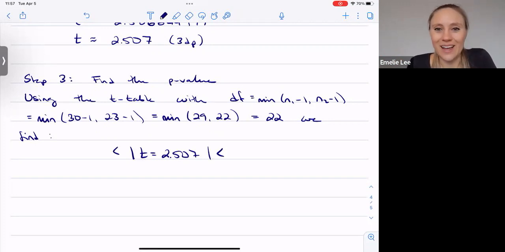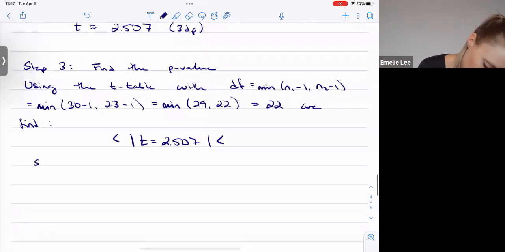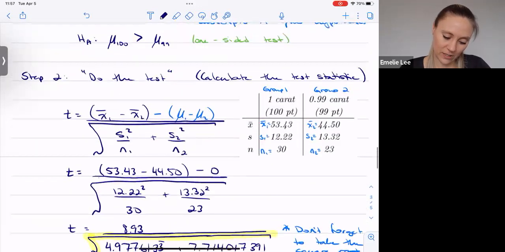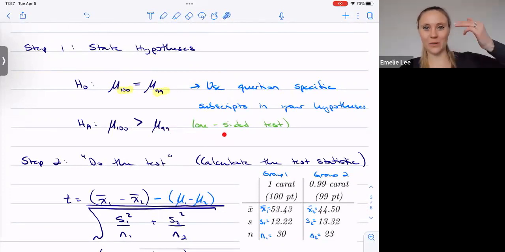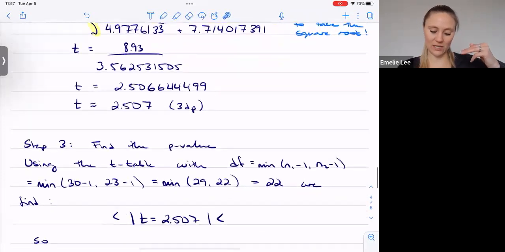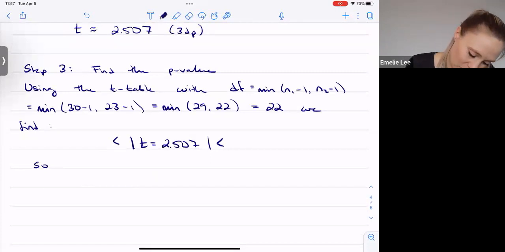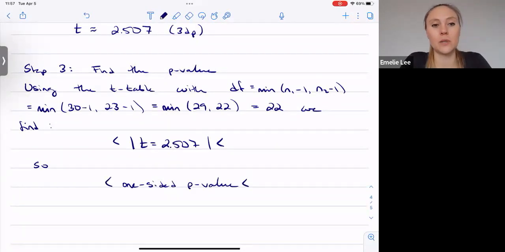And I can even set up the structure and then go back and fill in the blanks here. So our one-sided p-value. Remember, we want to know if, and that was way back here, if mu 100 is greater than mu 99. So that's a one-sided test, which I bring down to step 3. So we kind of sit on that for a little bit here. So now I want a one-sided p-value. My one-sided p-value is going to be between two numbers.